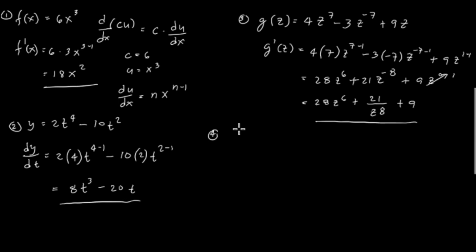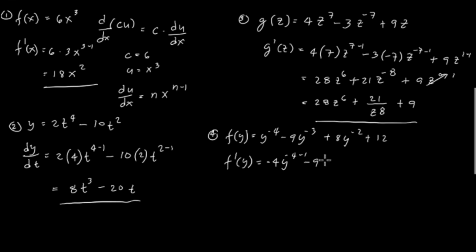Number 4. F of y is equal to y^(-4) minus 9 y^(-3) plus 8 y^(-2) plus 12. F prime of y is equal to power rule, negative 4 y^(-4-1), or n minus 1, minus 9, then power rule negative 3 of y^(-3-1), plus 8, power rule negative 2 of y^(-2-1), and the derivative of a constant is equal to 0.